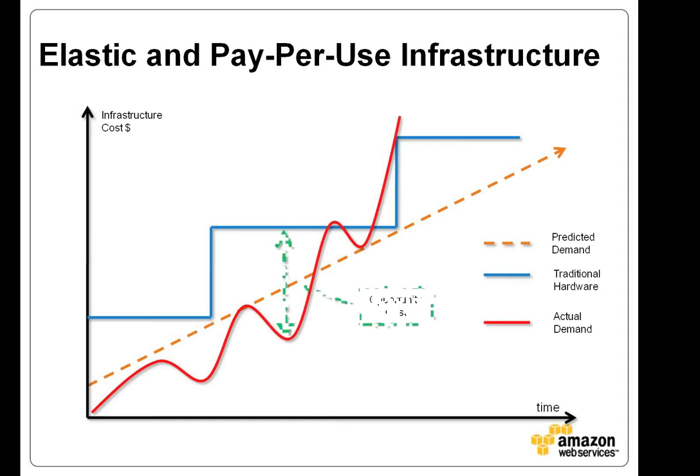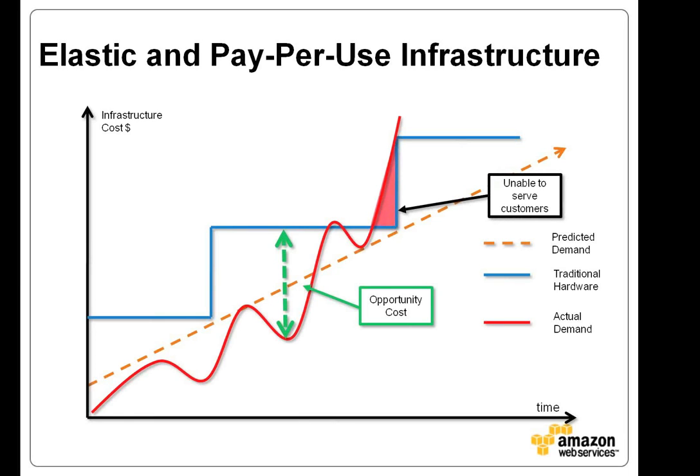What are the different cases that we have? In the first case, our actual demand is going to be lower than our prediction. If we had invested in traditional hardware, what does this mean? This means that we overinvested in that hardware. We have idle hardware, we have too many servers, and we're not getting the proper return on our investment because we have simply acquired too much hardware.